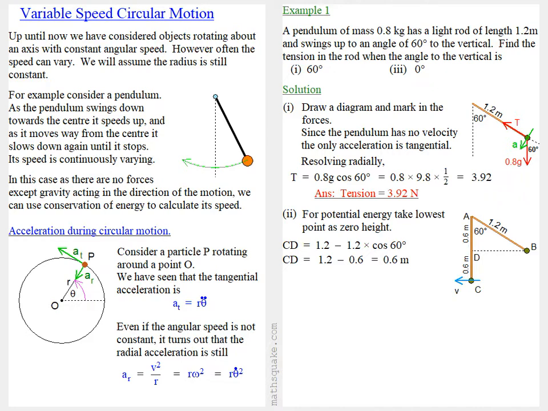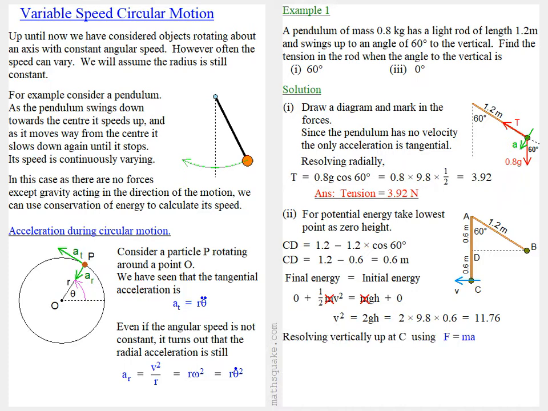Now we can use the conservation of energy to find the final velocity. The final energy is equal to the initial energy. Now the final potential energy is 0 and the final kinetic energy is a half mv squared. The initial potential energy is mgh and the kinetic energy is 0. Now we can cancel the m's and we can double all the way through. So that gives us v squared equals 2gh, where g is 9.8 and we've worked out that h is 0.6. So that's 2 times 9.8 times 0.6, which is 11.76.